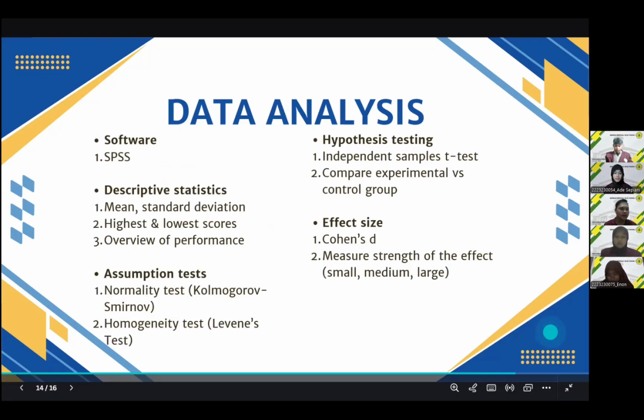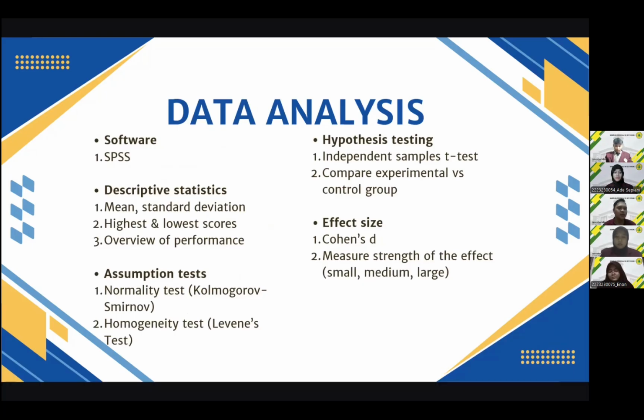The next is data analysis. The data collected from the pre-test and post-test will be analyzed using statistical methods with the help of SPSS software. First, descriptive statistics will be used to calculate the mean, standard deviation, and the highest and lowest scores of both groups. Second, a normality test will be conducted using the Kolmogorov-Smirnov test to check whether the data are normally distributed.